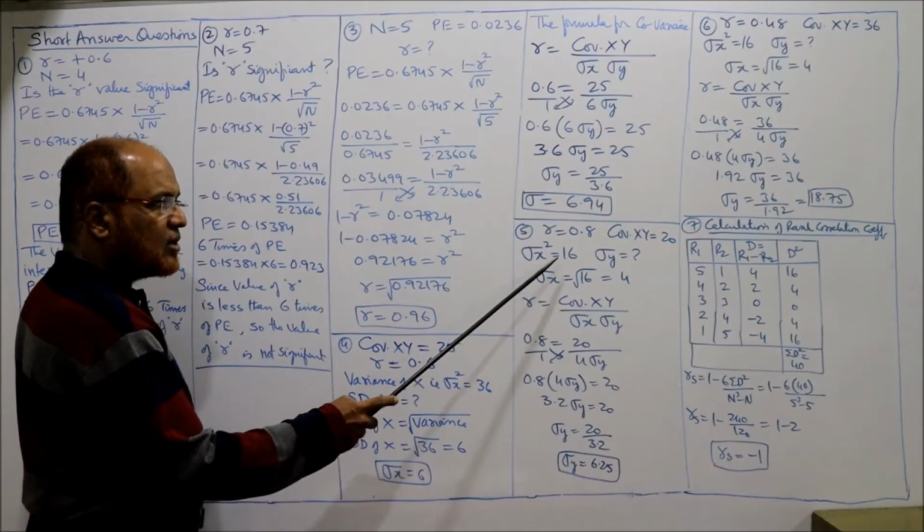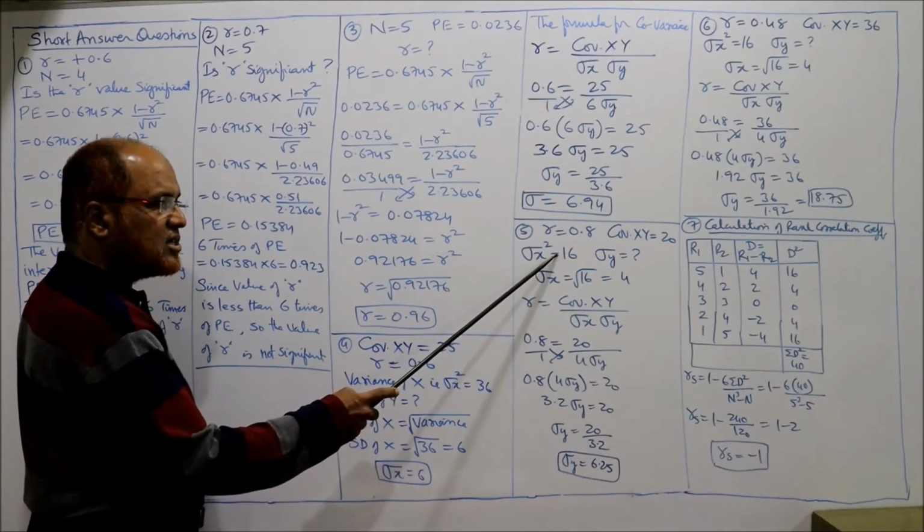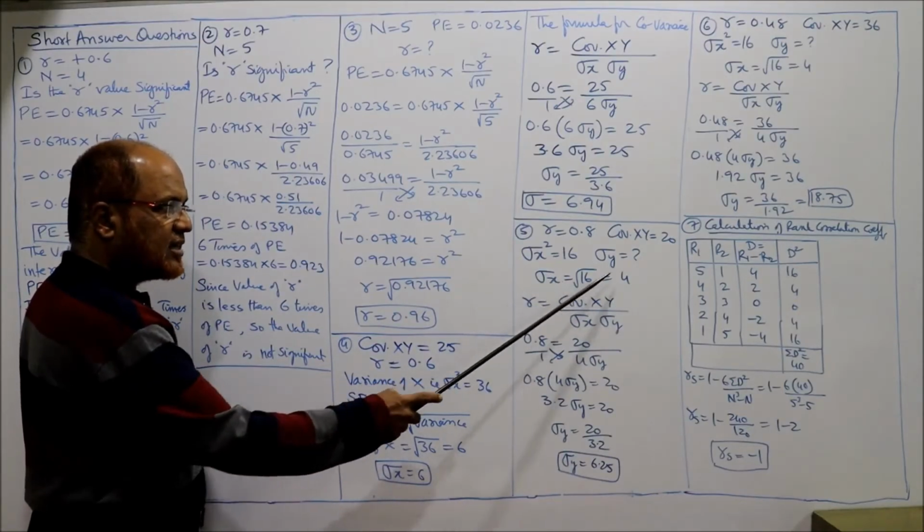So sigma x is equal to 16 under root, because this is a square, this is the variance, 16. We do not need the variance, we need the standard deviation. So take the under root of 16, you'll get 4. So sigma x is equal to 4.